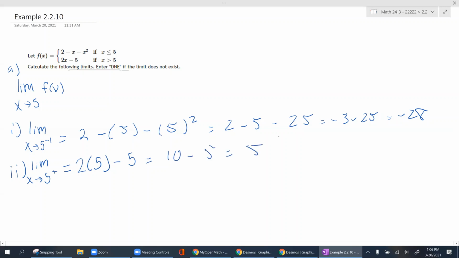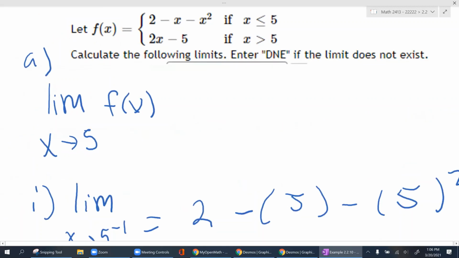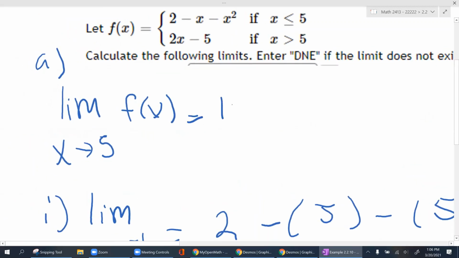Now you'll ask yourself, are these two the same thing? No, they're not. So this means that the limit as x approaches 5 from both sides does not exist.